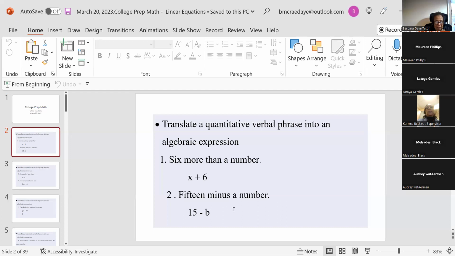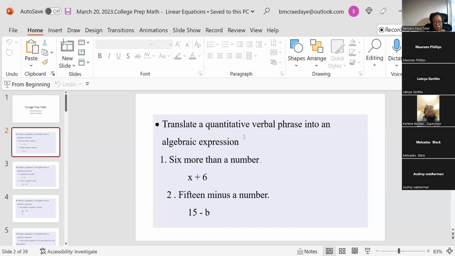15 minus B. Everybody okay with 1 and 2? Mercedes, you all right? I'm looking at it. Translate. What is this? A quantitative verb or phrase into an algebraic expression. Just what we were doing before.